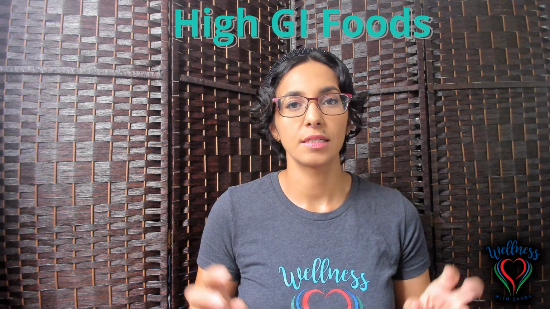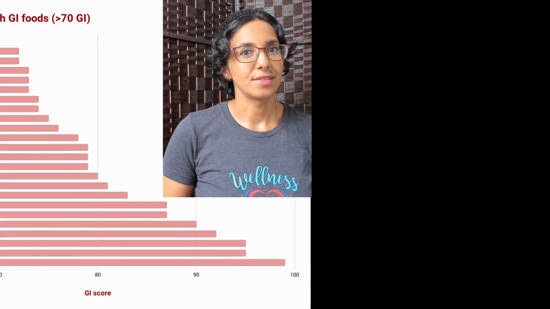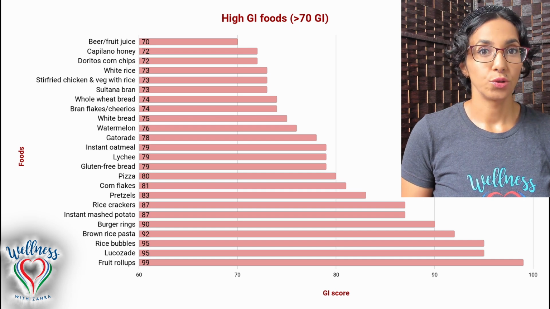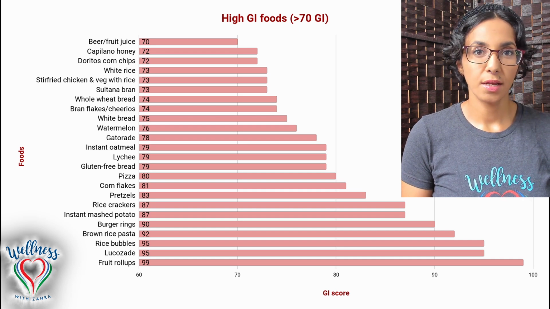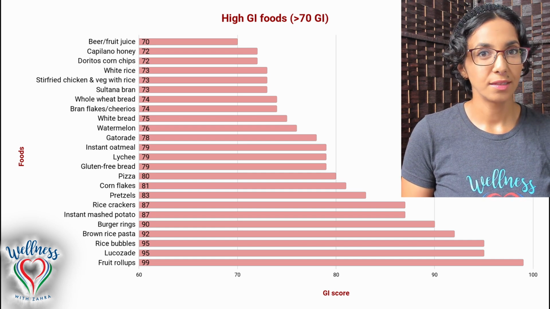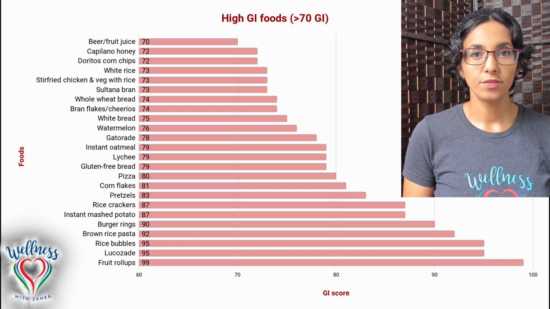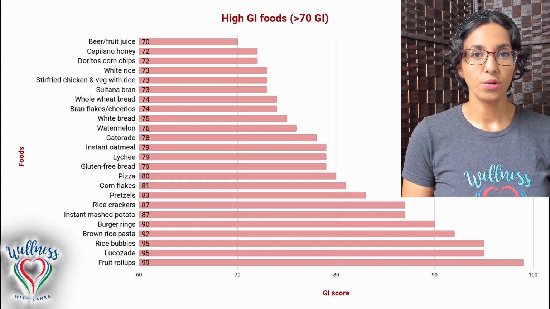It's really hard to say what foods are considered healthy and what are considered unhealthy because it also depends on how your body reacts to it and how you're utilizing that energy that is going into your body. So some high GI foods include white bread, gluten-free bread, whole wheat bread, white rice, watermelon, rice crackers, instant mashed potatoes, cornflakes, and instant oatmeal.